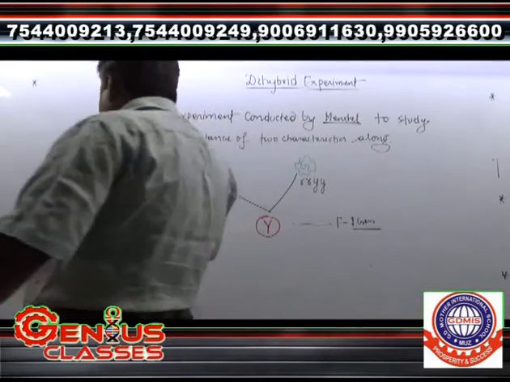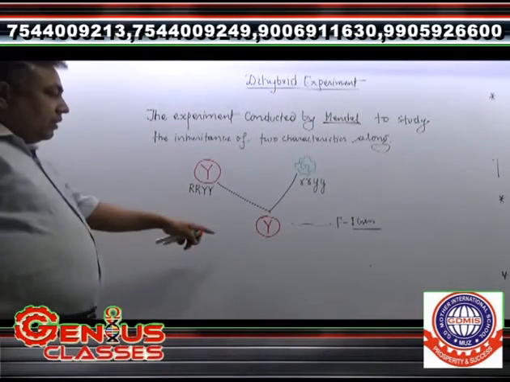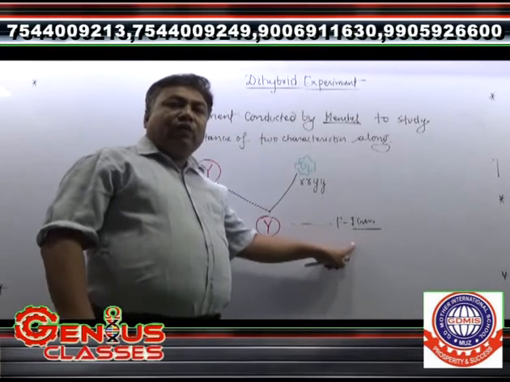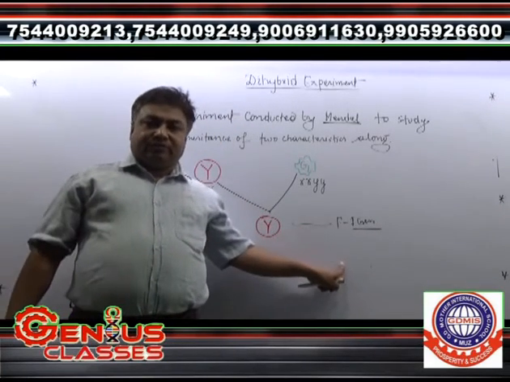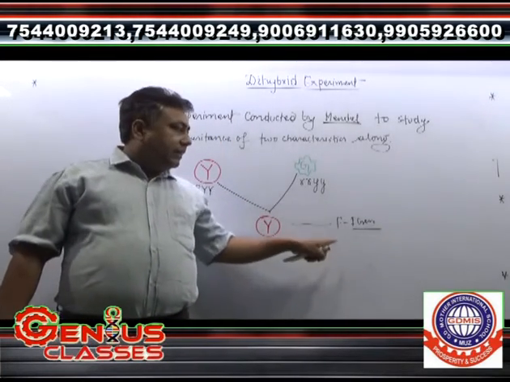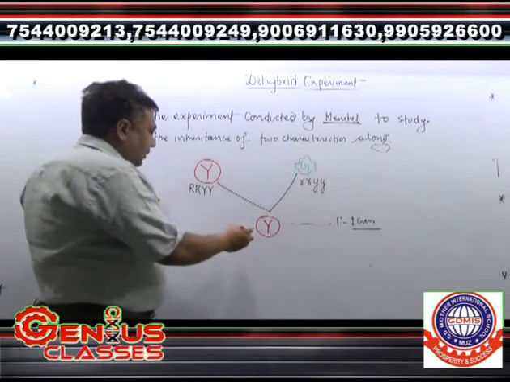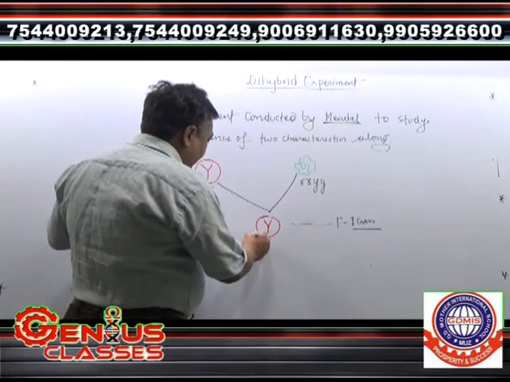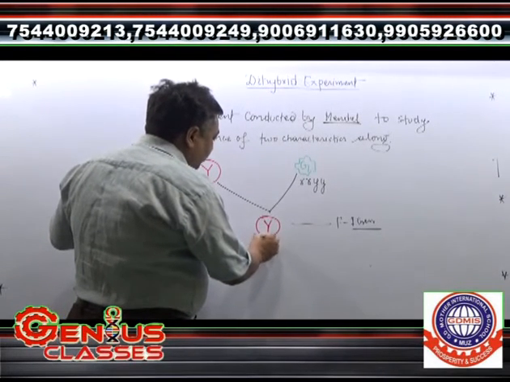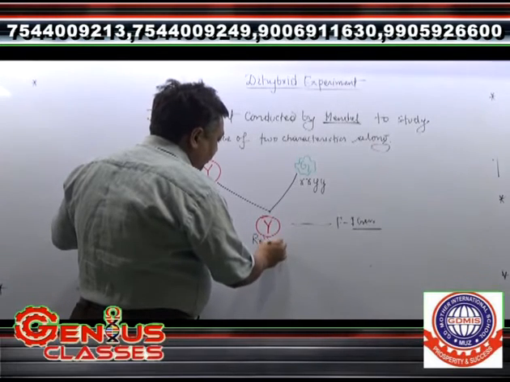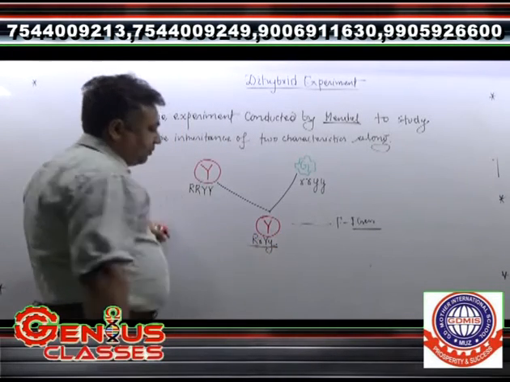When Mendel left this for self-pollination, what will be the genotype here? It will be R capital, R small, Y capital and Y small. This is the genotype.